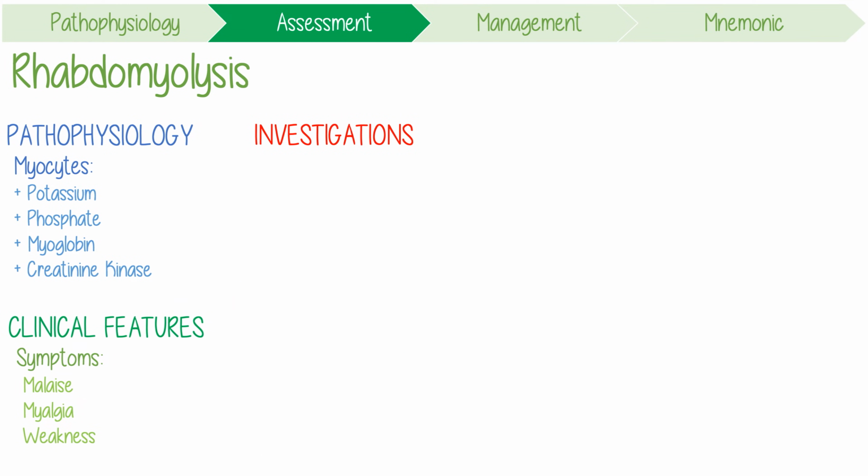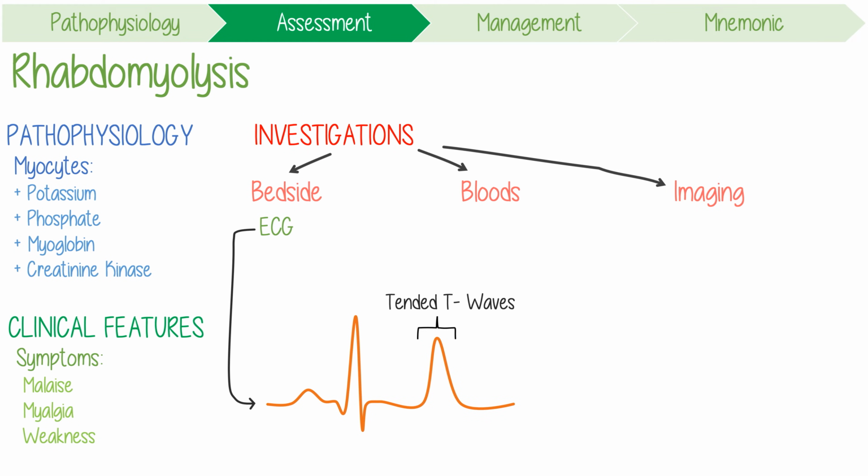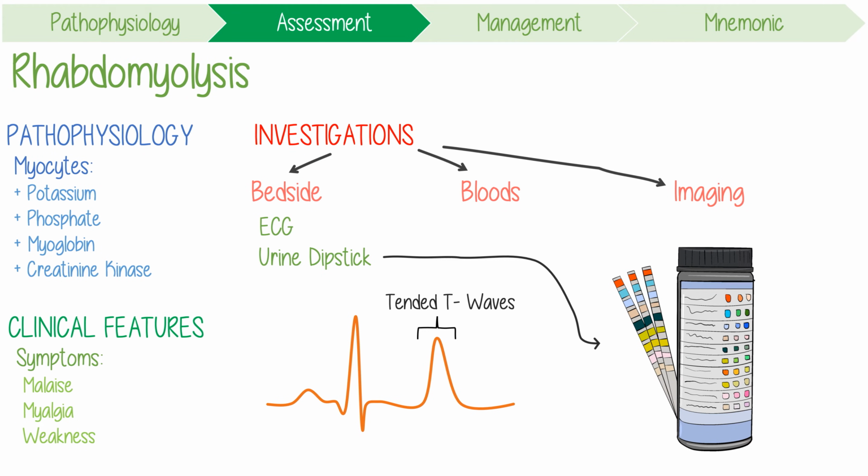I always like to have a structured approach and consider bedside tests, bloods, and then imaging. The first bedside investigation to consider is an ECG. This should highlight features of hyperkalemia, like tented T waves. Perform a urine dipstick. Remember, there shouldn't be any hemoglobin and red cells in the urine, but myoglobin. Sometimes this can cause misleading results depending on what type of dipstick you do.